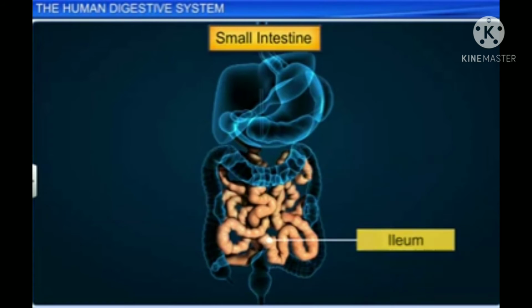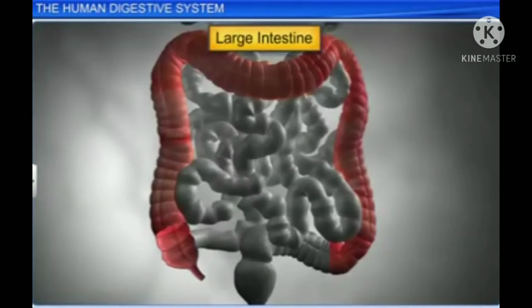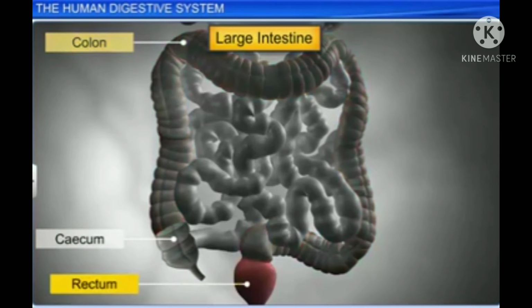The ileum, on the other hand, is a highly coiled region that opens into the large intestine. The large intestine, which is the second last part of the alimentary canal, is divided into three regions, namely the cecum, colon, and rectum.